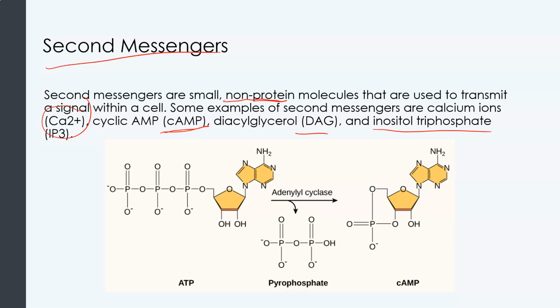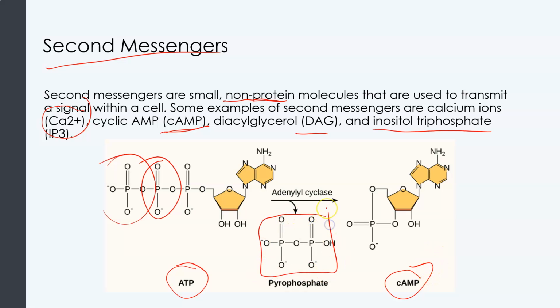So here's your ATP, and here's your cyclic AMP. ATP is used to produce cyclic AMP by removing two phosphate groups from it. And as you can see here, these are the two phosphate groups that are removed, and then one phosphate group is left. So the phosphate groups that are removed are here, and the phosphate group that was attached, that's your AMP, and now it's called cyclic AMP.